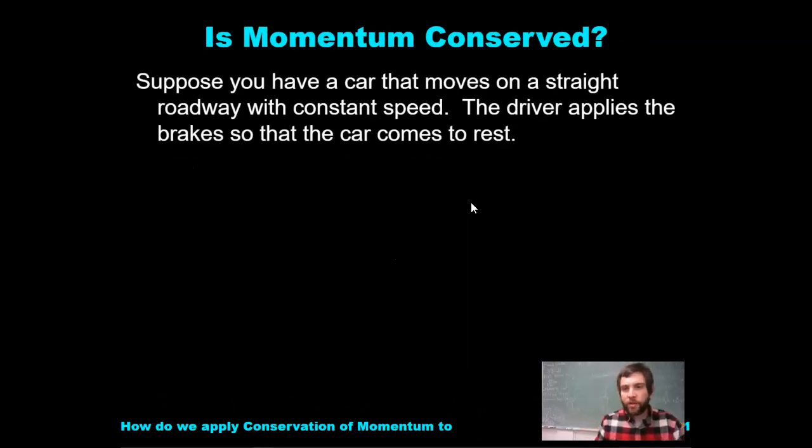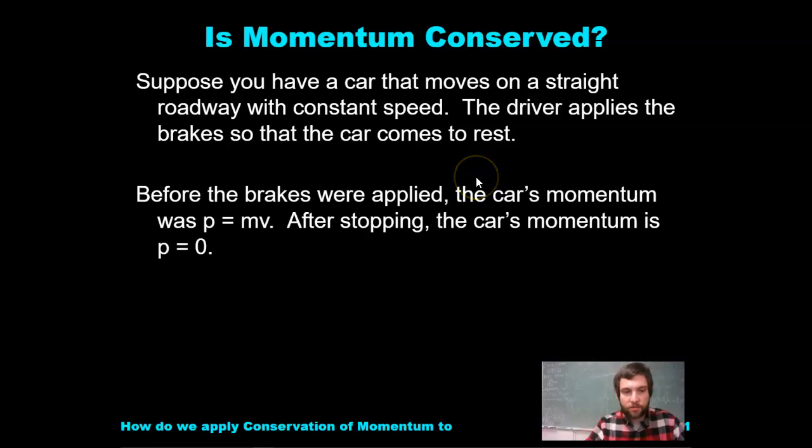Let's say you have a car that moves on a straight roadway with a constant speed. The driver applies the brakes so the car comes to rest. Before the brakes were applied, the car's momentum was P equals mv. After stopping, the car's momentum is P equals 0, because there is no v. Is momentum conserved?